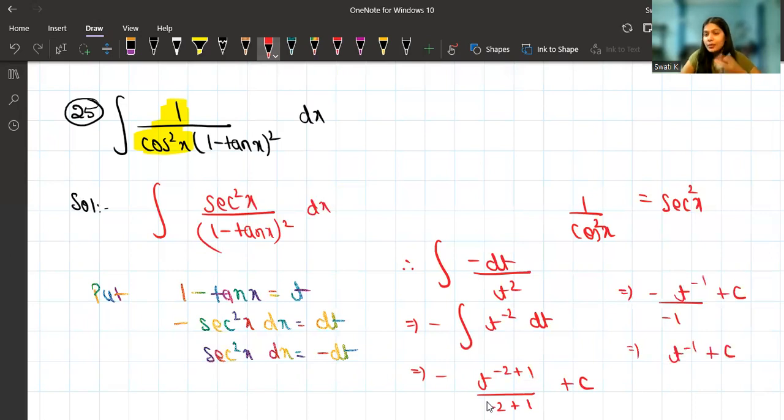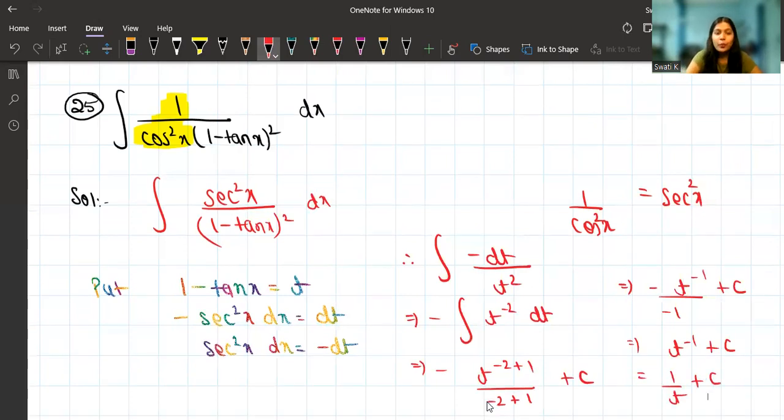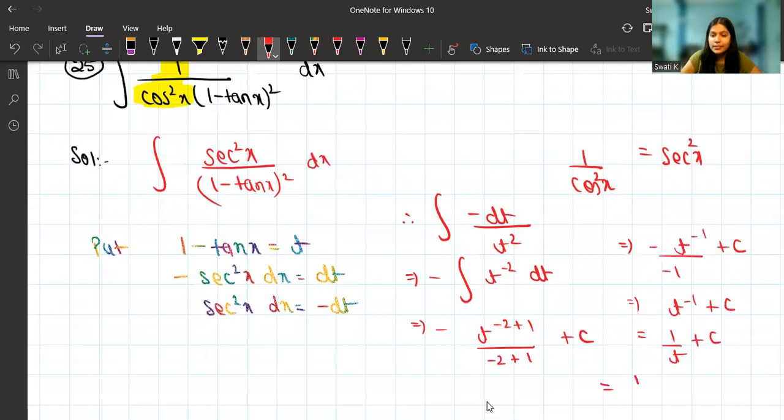T raised to minus 1, by the property of exponents, will become 1 upon t plus c, and t is nothing but 1 minus tan x. Therefore the answer is 1 upon (1 minus tan x) plus c. That's the answer. We are done with the 25th question as well. Now let's go to the 26th question.